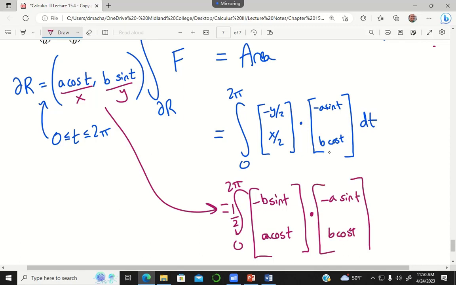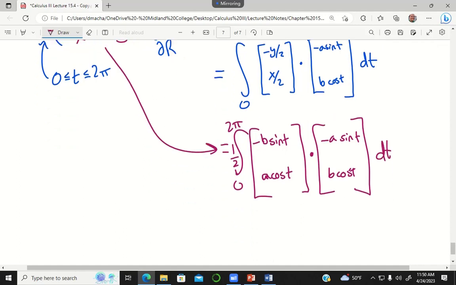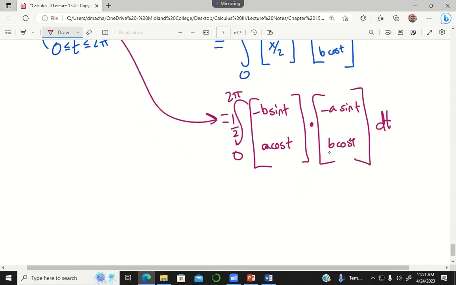So take the dot product of those vectors, that's your integrand, integrate with respect to t, plug in your bounds, don't forget the 1/2, and this should give you something like pi times a times b when you're all done. And so that's the formula for the area of an ellipse if you know the length of the major radius and the minor radius.